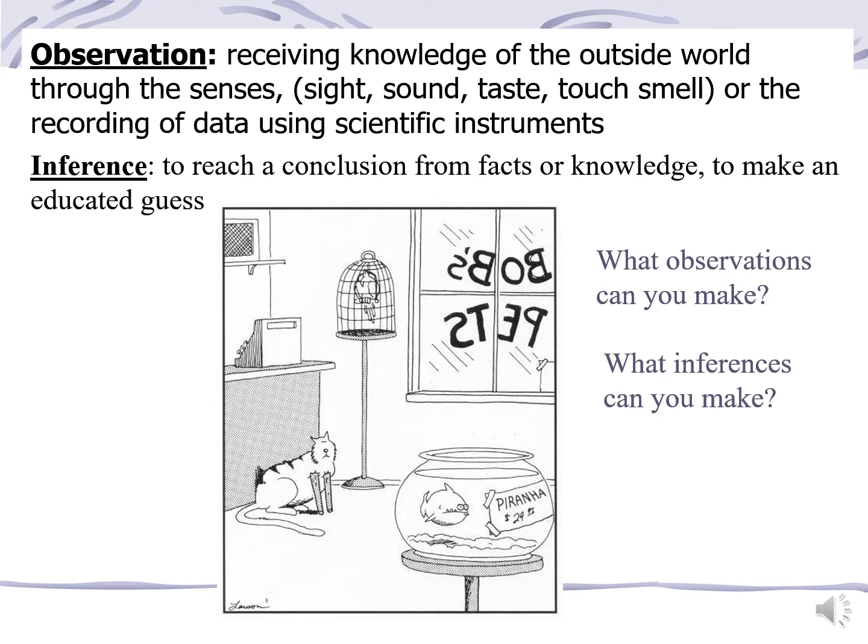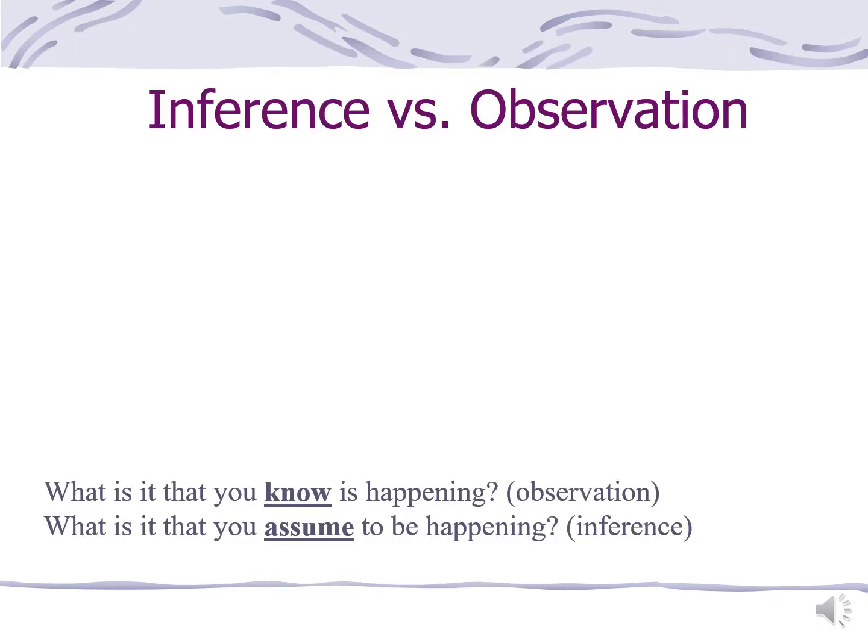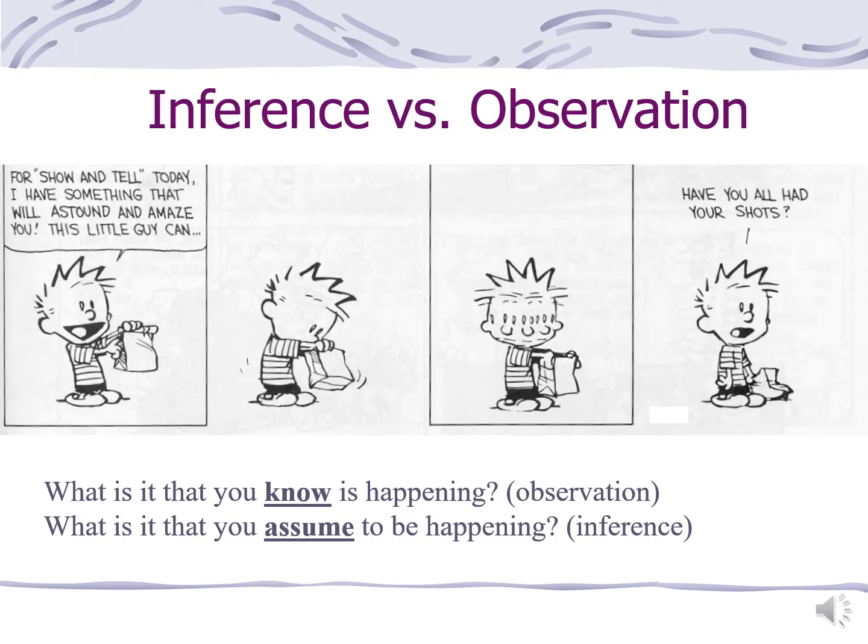If you can know it to be true where nobody's going to argue, that's an observation. If you're assuming it to be true, somebody might come along with a different argument based on different facts. So those are the 2 questions you want to ask yourself with this stuff. What is it you know to be true? What do you know to be actually happening? And what is it you are assuming to be happening when it comes down to separating observation versus inference?